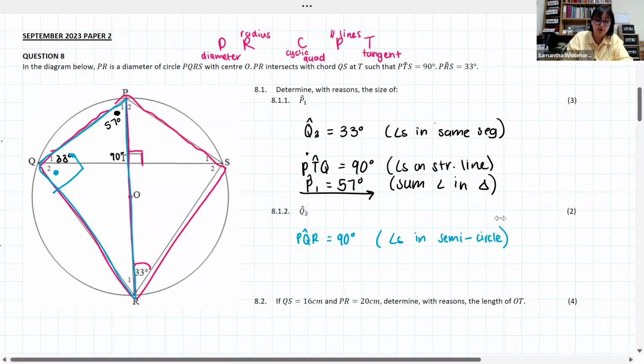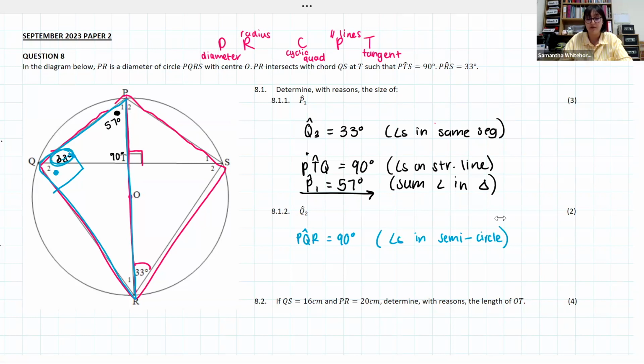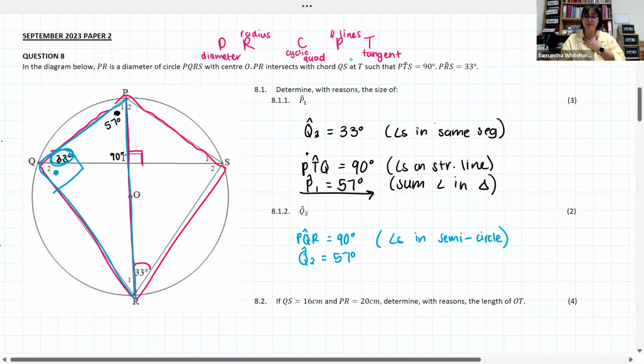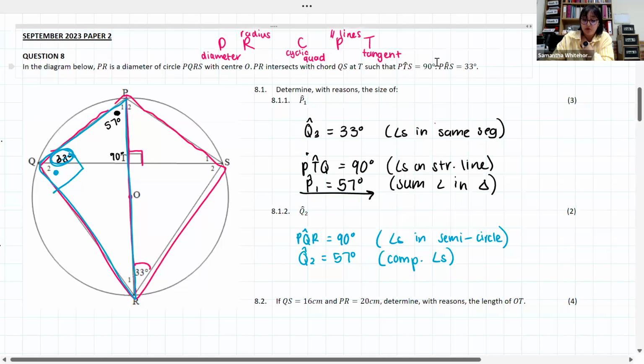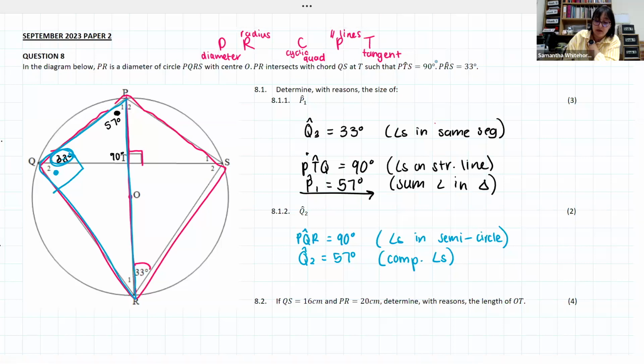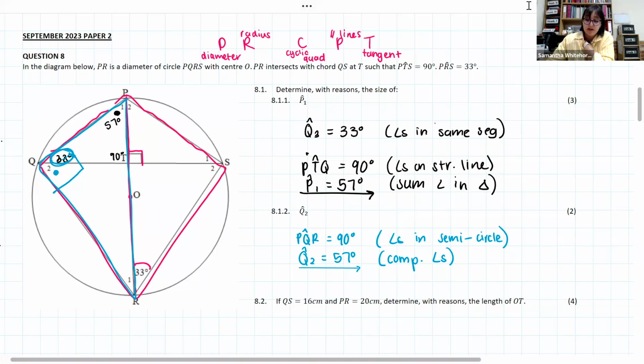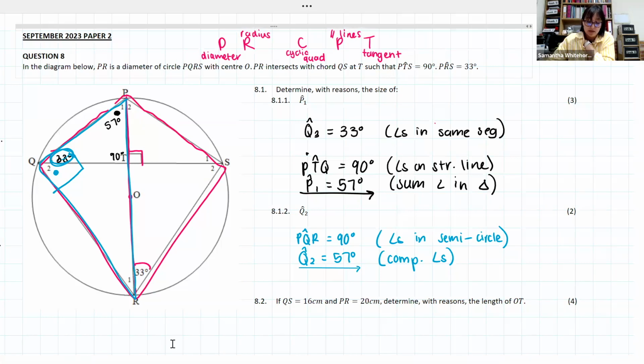And then, because you've already got 33 degrees of that 90, you can just say 90 minus 33 in order to get Q2. So Q2 is equal to 57 degrees. You don't really need a reason. If you feel strong, you could say complementary angles, which add up to 90 degrees. You could, it's not really necessary. Comp angles is not really a reason we use a lot. You can use it, you don't have to, completely and entirely up to you.